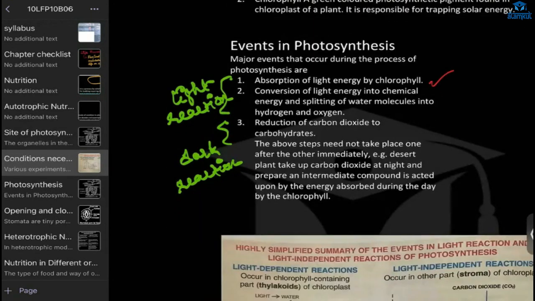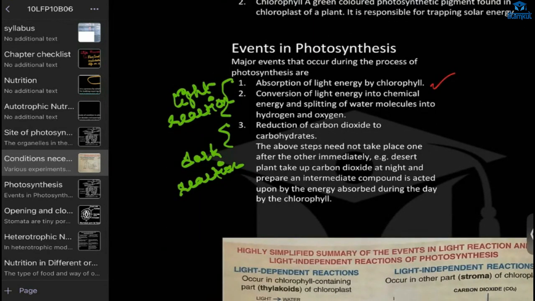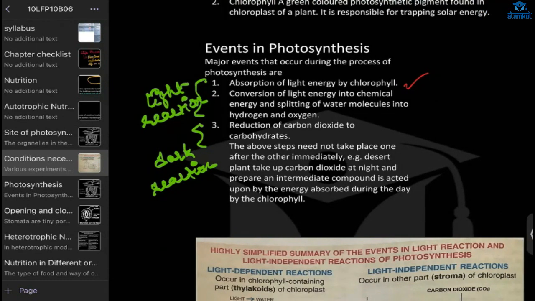Next, the events in photosynthesis. Ma'am, light reaction and dark reaction. Yeah, light reaction and dark reaction. The light reaction occurs in the presence of sunlight. Ma'am, it is due to activation of chlorophyll, and some conversion of light energy into chemical energy.